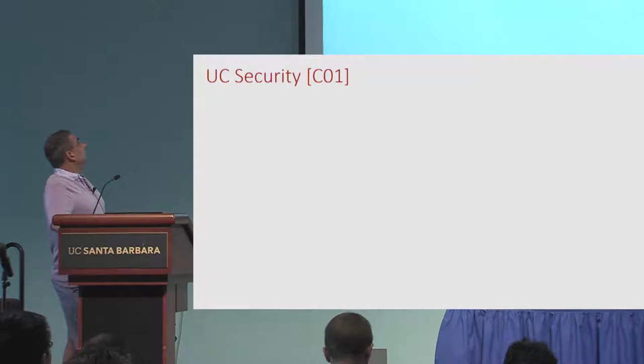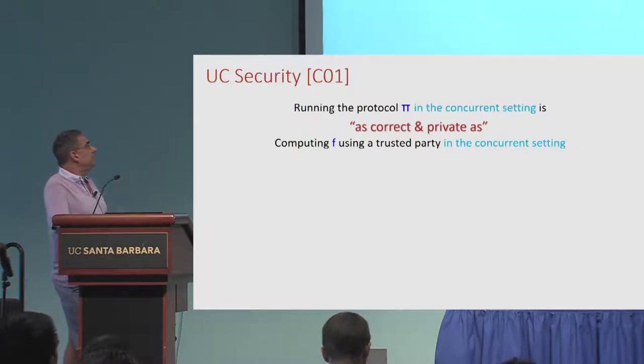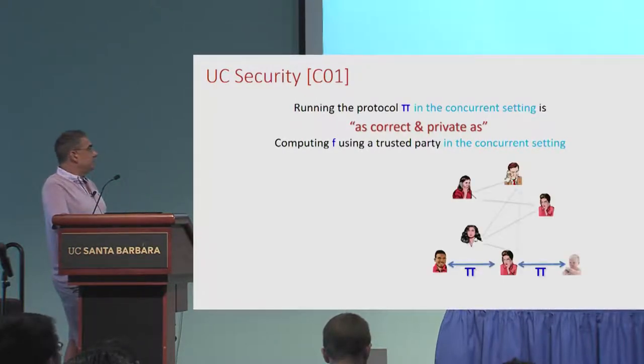So as usual, what does secure composition mean? The composability of this framework comes into effect in the following statement: if you run the protocol, even in a concurrent setting where the protocol is running concurrently with many other protocols or many instances of itself, running the protocol is as correct and as private as if you would replace every instance of the protocol with this ideal functionality.